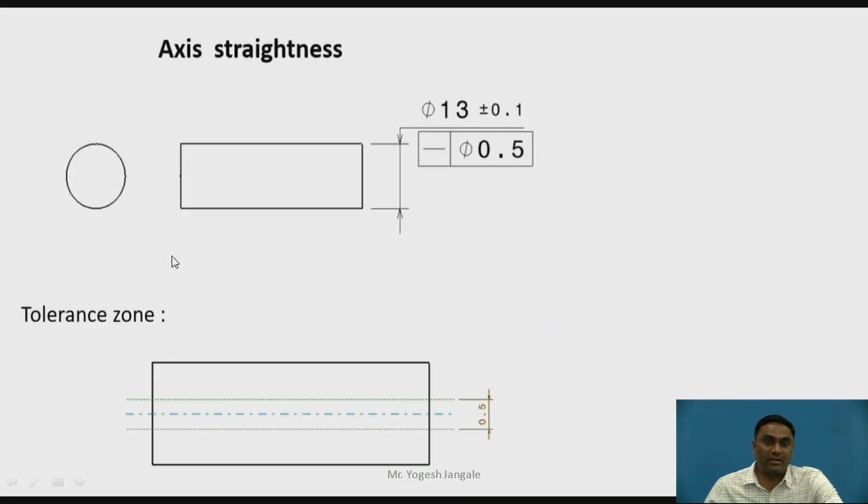Axis straightness is also one of the parameters, I can say the third one. We can measure whether the axis is straight or not, and it is indicated over here. The indication is totally different. It is indicated to the basic size only: 30 mm diameter with a tolerance of 0.1. This is a dimensional tolerance, and this indicates a geometrical tolerance. That means the axis should lie within a diametrical tolerance zone, and the diametrical tolerance symbol is indicated over here, that is the phi symbol. It is a diametrical tolerance zone of 0.5 mm.